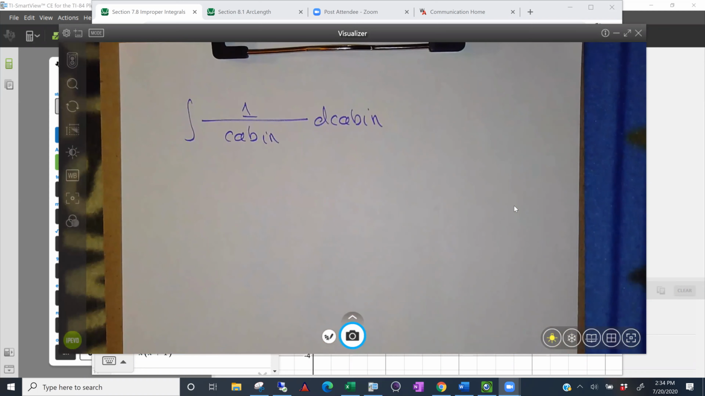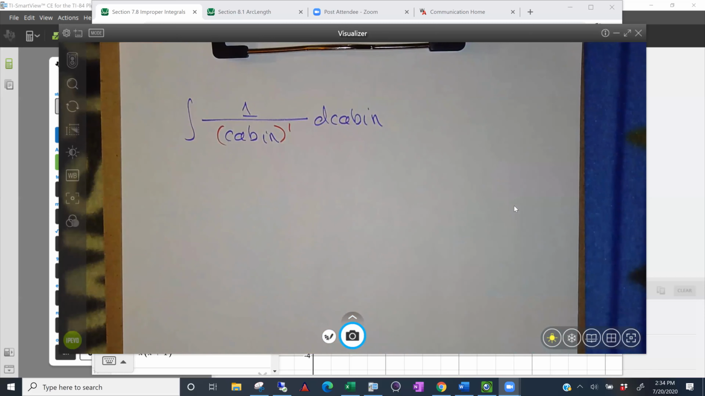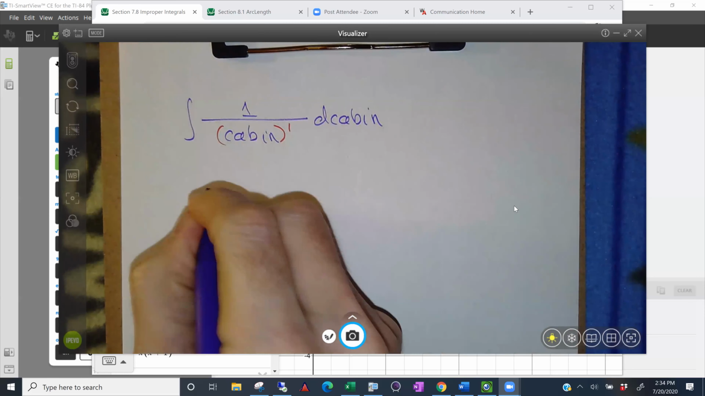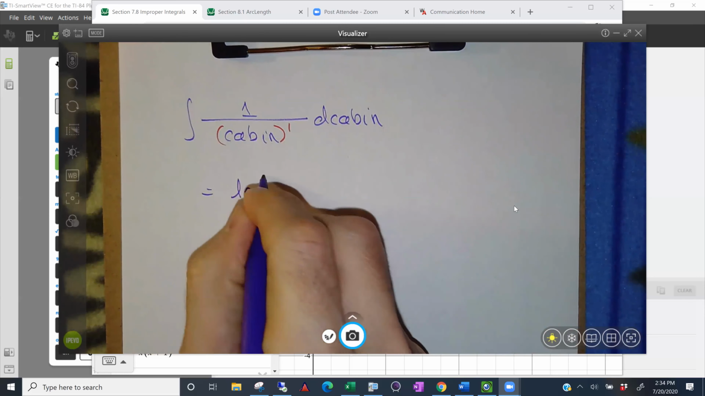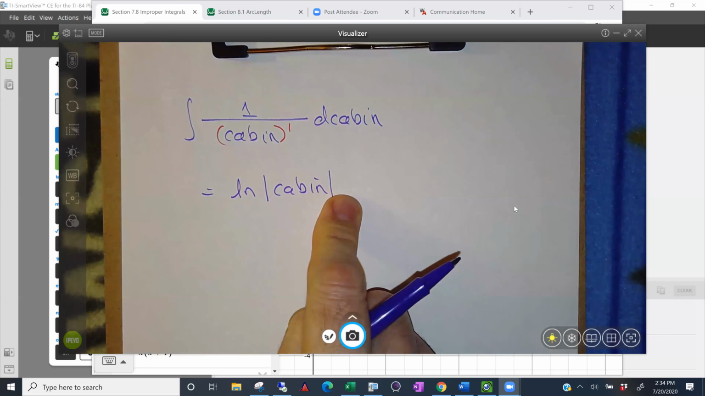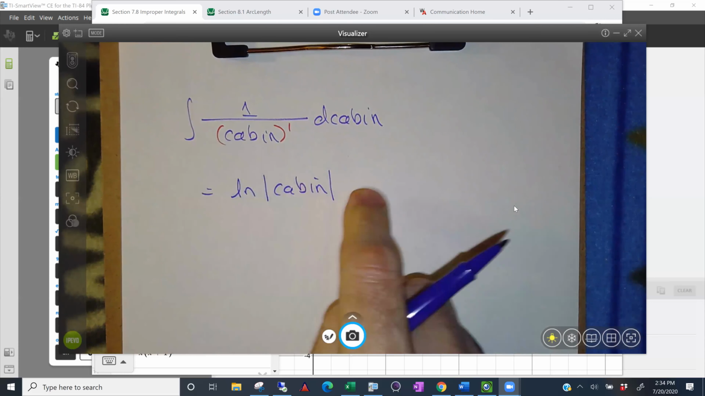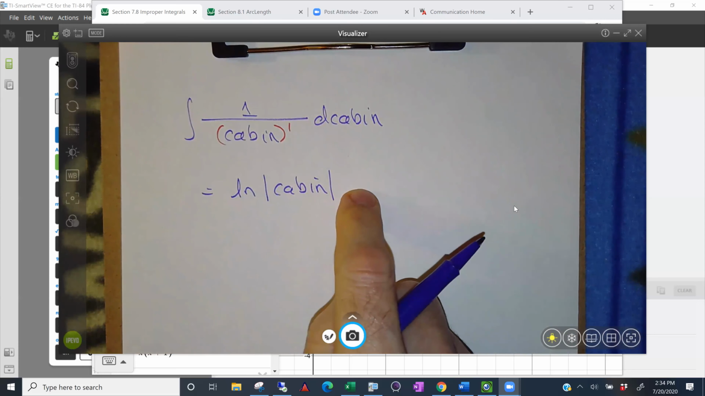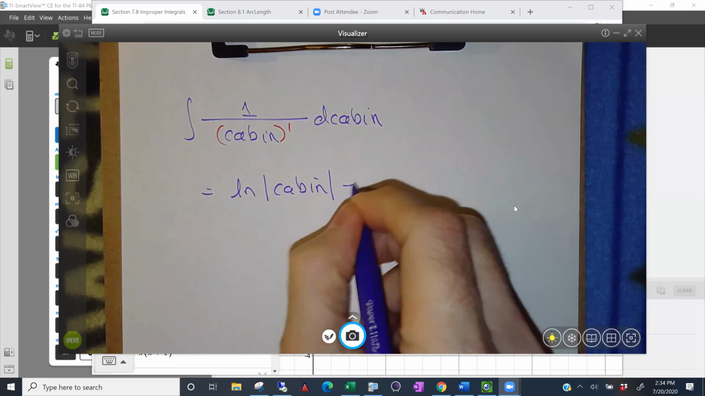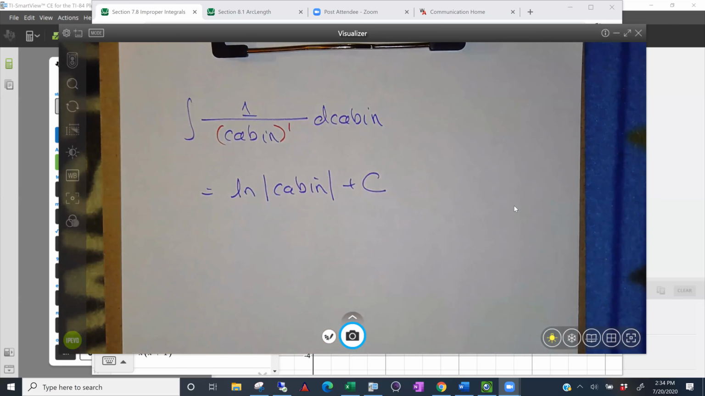So there. Now, this is exactly the form that I was talking about just a second ago. This is to the first power, so when you integrate that, it's the natural log, the natural log of cabin. But there's one thing that I always have to remind my students of. When you find an indefinite integral, what else do I need? Come on, what's missing here? Constant. Plus your constant.